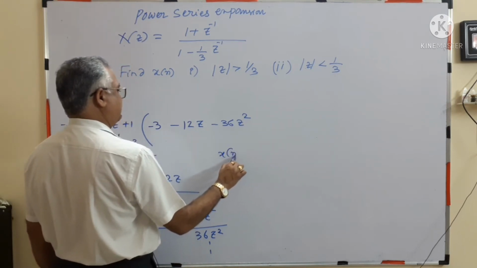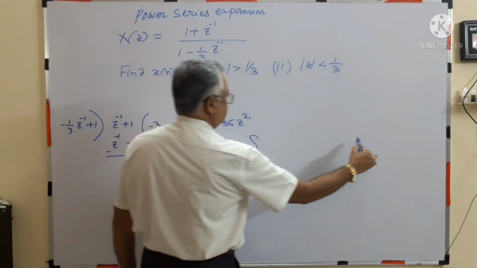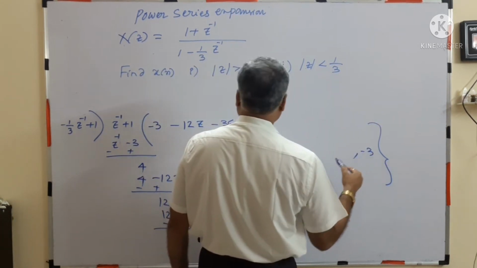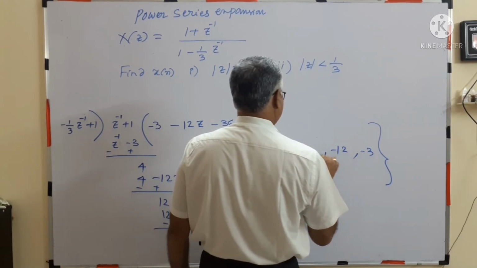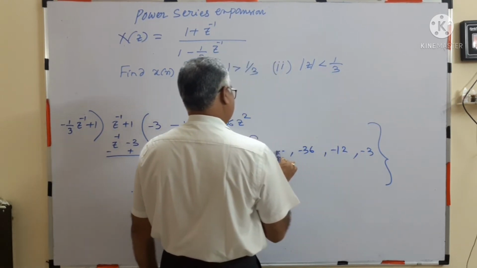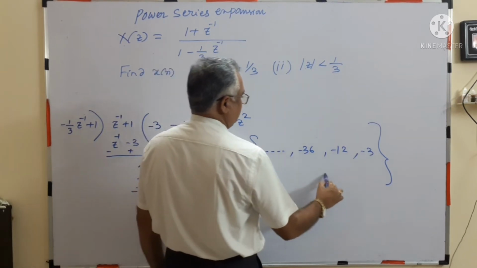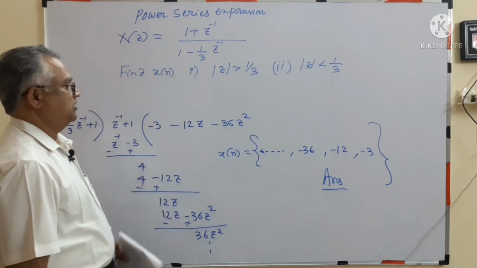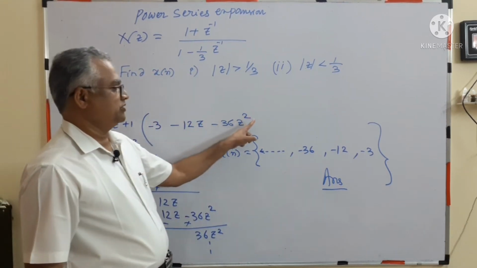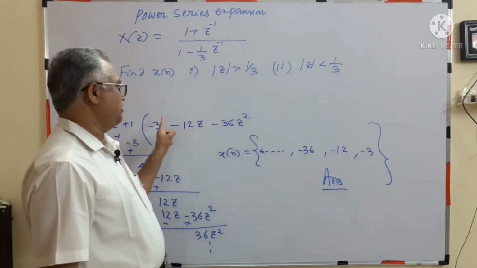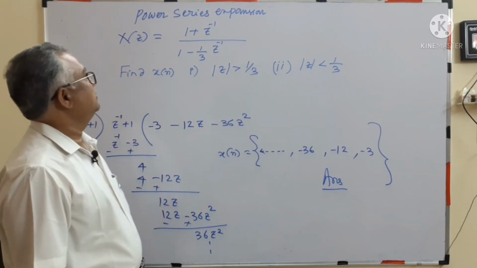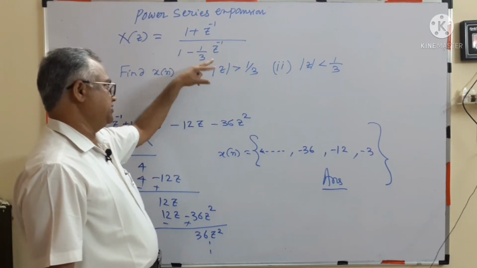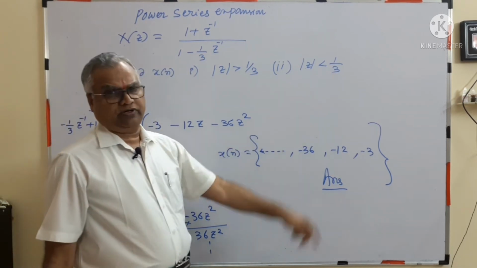So how can we write x of n? It's a left side sequence. Start here with minus 3, minus 12, minus 36. Like that it will go. So this is the answer. It's a left side sequence. Left side sequence always has positive powers. Right side sequence always has negative powers of z. If you divide as it is, you get negative powers of z. If you change the order and divide, again you get positive powers.